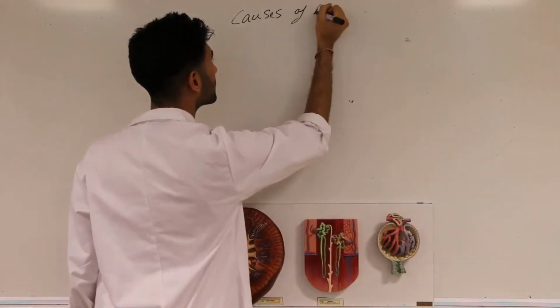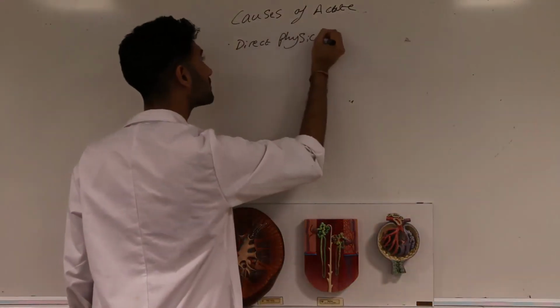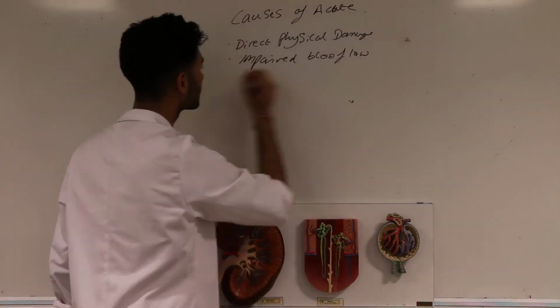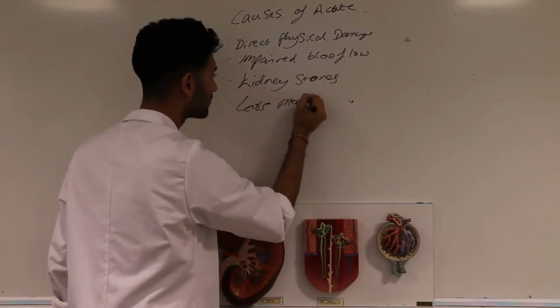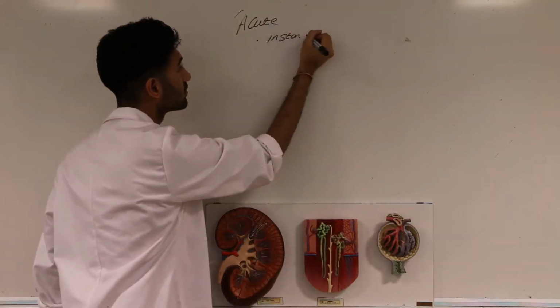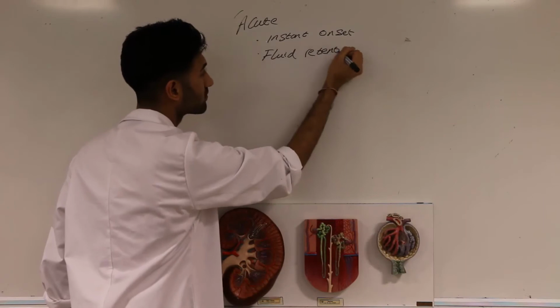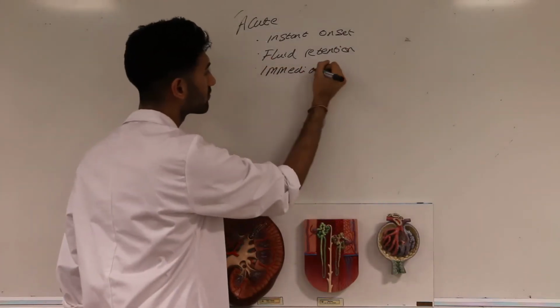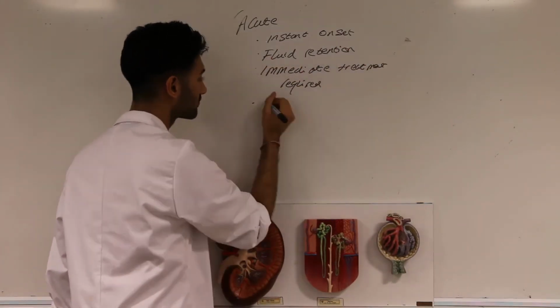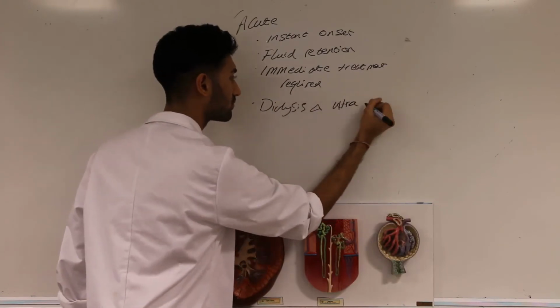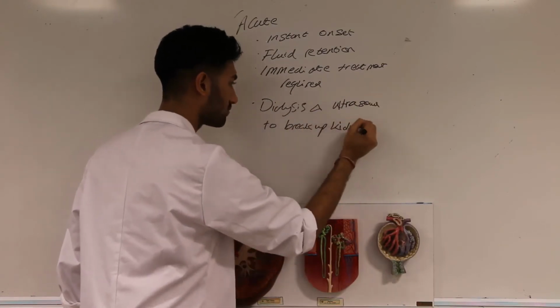Causes of acute renal failure can be direct physical damage to the kidneys, impaired blood flow, or kidney stones, as well as many others. Acute renal failure is almost instant, and fluid retention develops within a few days. Treatment is required almost immediately, and treatments include dialysis and ultrasound to break up the kidney stones.